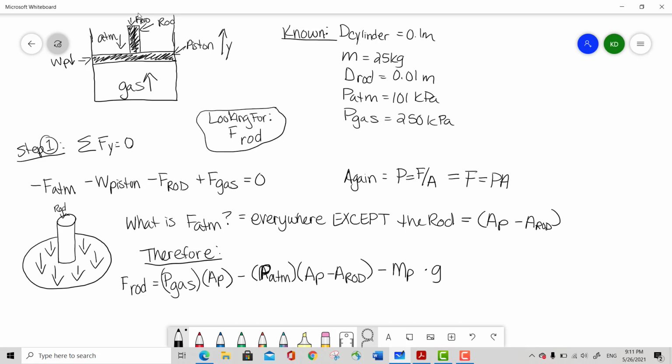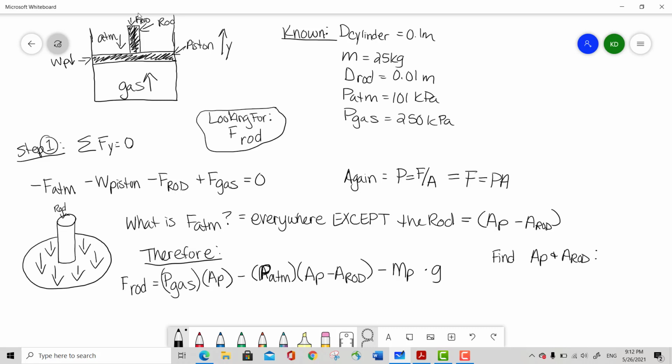Okay, and so now that we have all of this, we need to also find what the area of the piston is and what the area of the rod is, because we are given diameters, but we don't know what that means in regard to the area, but we know that we can find it. So before I remove all of this, let's find those. We need to find the area of the piston and the area of the rod.